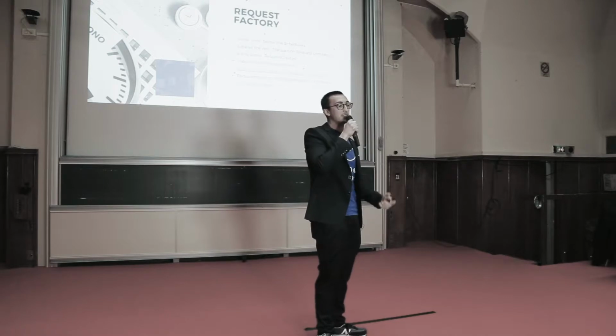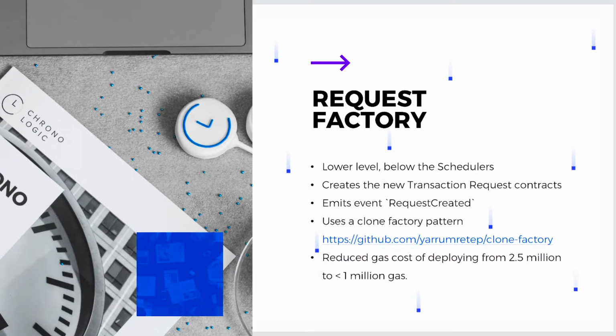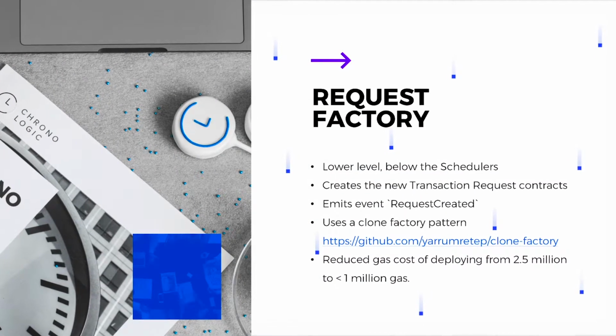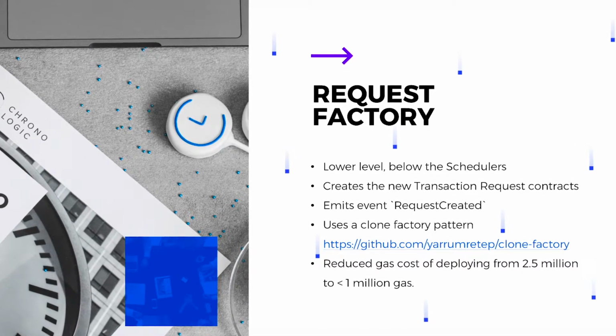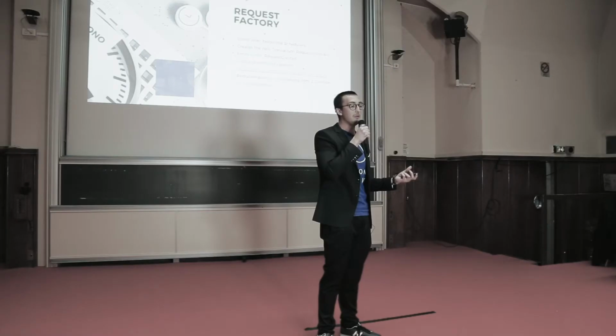So the request factory is what's actually deploying all of these new transaction request contracts every time someone schedules. So what this contract does is it just deploys the contracts. But what's a really cool thing here is that we've recently integrated the clone factory pattern, which there might be a lightning talk going on right now about it.